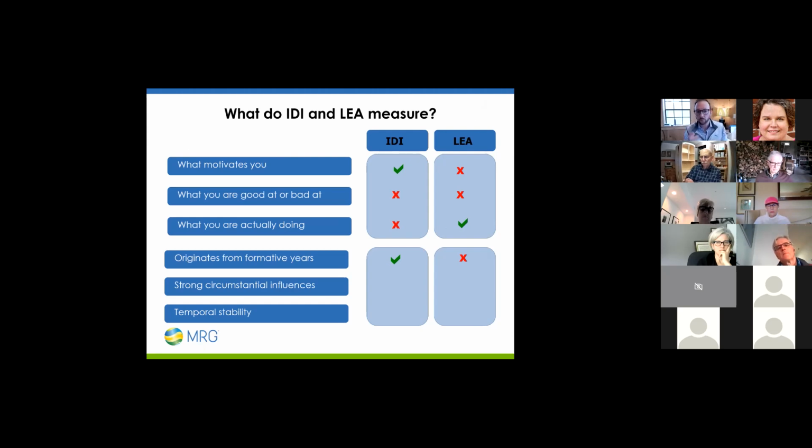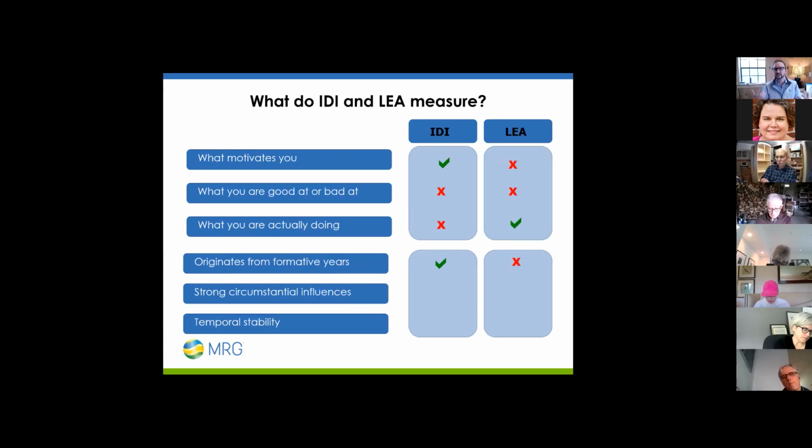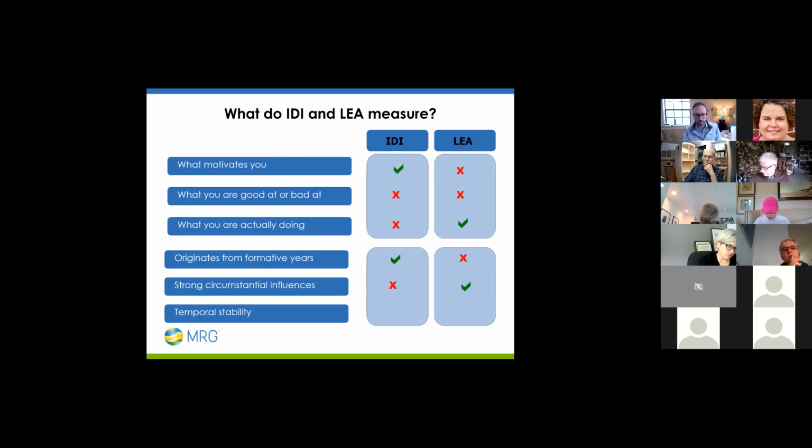So secondly here, where do these things come from in terms of the IDI or the LEA, motivation and behavior? IDI, motivation, really originates in the formative years. Behavior, on the other hand, with the LEA, doesn't form at the age of 6 and stay relatively stable over time. It changes all the time. And so therefore, a couple really important things to remember with the IDI and the LEA. IDI, because it starts to originate in our early years, yes, it can change over time, but it changes a lot more slowly over time.